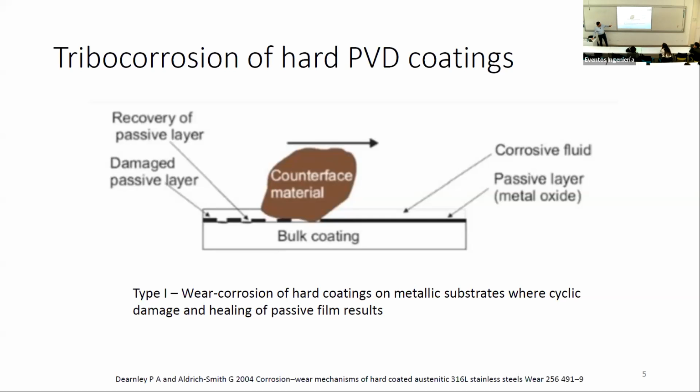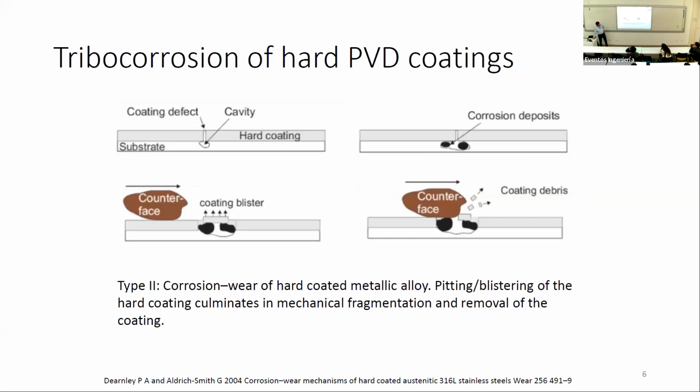So this type of formation and removal of material and the loss, we typically refer to it as type 1 wear corrosion damage. A more troublesome corrosion wear mechanism is what we call type 2. In this case, we can have the hard coating. There might be a coating defect, or maybe during the test itself, we can get some micro cracking.